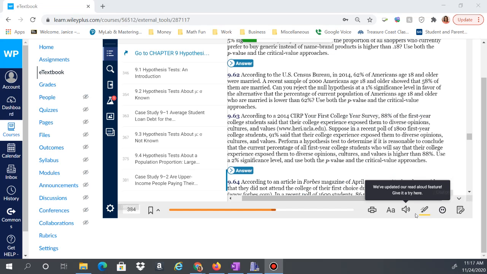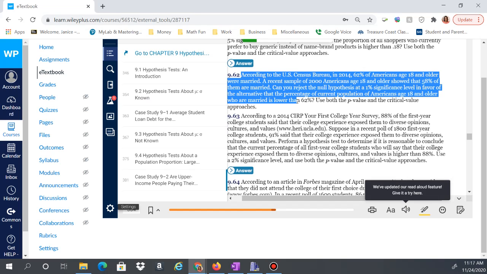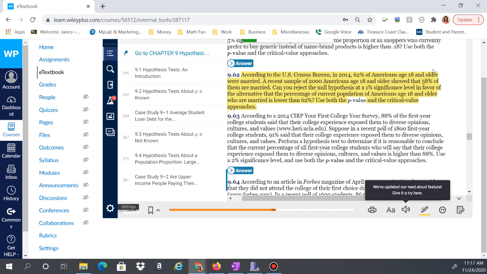Okay, next problem, we have 9.62. According to the U.S. Census Bureau, in 2014, 62% of Americans age 18 and older were married. A recent sample of 2,000 Americans age 18 and older showed that 58% are married. Can you reject the null hypothesis at a 1% significance level in favor of the alternative? So they're telling you what the alternative is here, that the percentage of the current population of Americans age 18 and older who are married is lower than 62%.